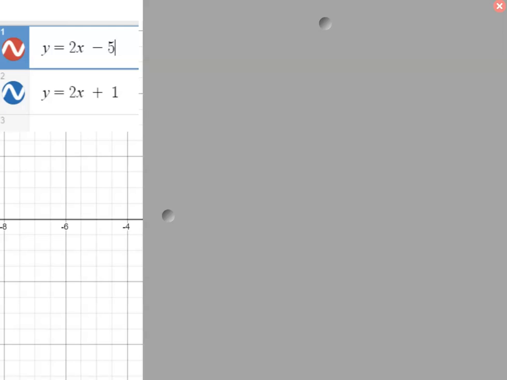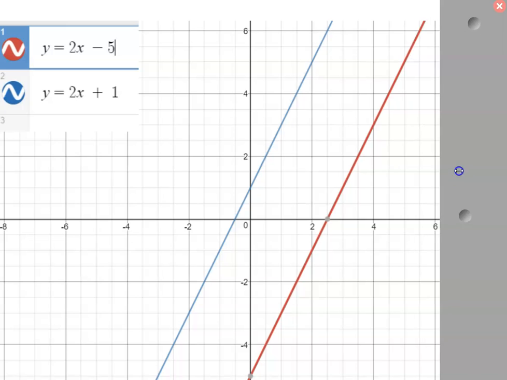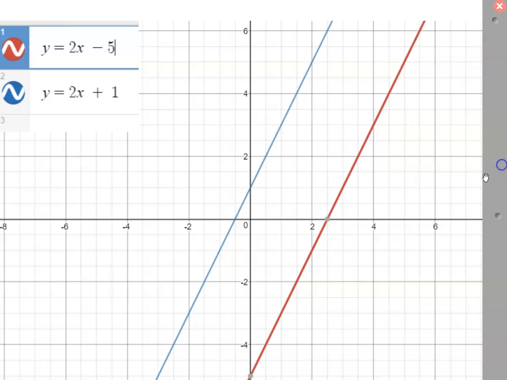You might think to yourself as you're typing this in, well, I see that the coefficients of the x are the same, and so I could use elimination. And you could use elimination. However, when you type them into Desmos and you find that they create two lines, remember the answer is going to be the intersection point.